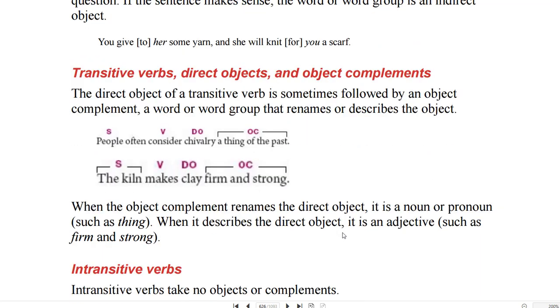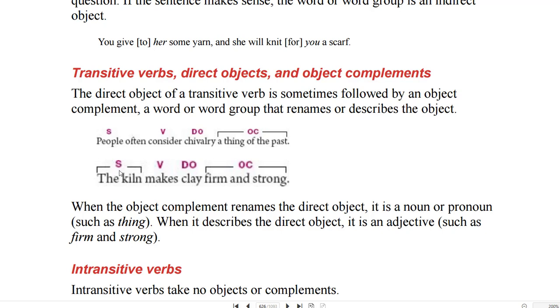Transitive verbs, direct objects, and object complements. The direct object of a transitive verb is sometimes followed by an object complement, a word or word group that renames or describes the object. People, subject, often consider chivalry a thing of the past. And so here, a thing of the past is the object complement.